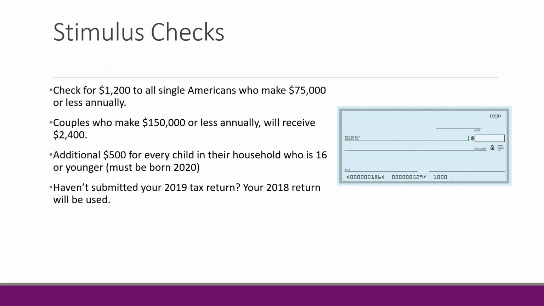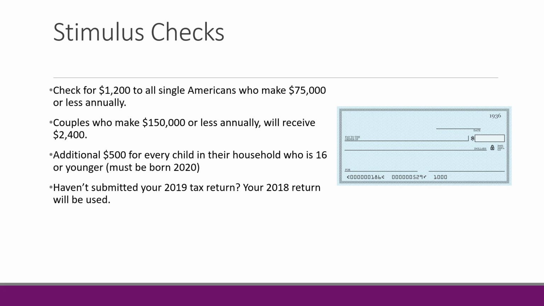Stimulus checks. So many have already started to see the stimulus checks coming in. A quick note, those who file as head of household must make $112,500 or less to receive the full benefit. If you make $75,000 or less annually, you'll receive a check for $1,200. If you're between $75,000 and $99,000 and you're a single filer, it will be a reduced amount that you'll receive.